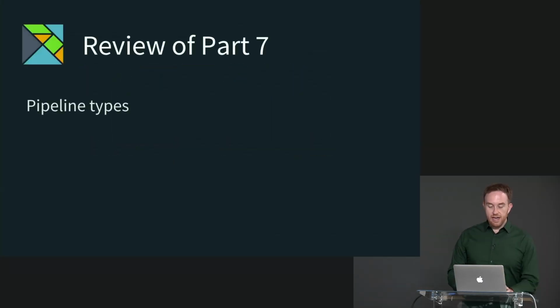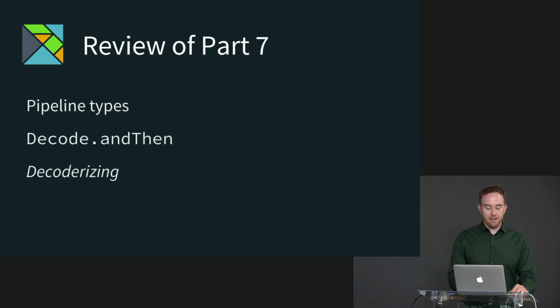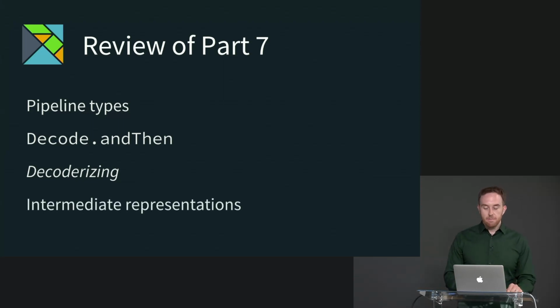So, to recap, we talked about pipeline types and how those work. We talked about decode.andThen. We talked about decoderizing, so that's with the ISO 8601, we sort of decoderized that from a result into a decoder by using decode.andThen. And finally, we talked about intermediate representation, so the idea of using internals only for the purpose of creating a decoder, not exposing it to the outside world, and just using that as an intermediate step, and then using decode.map to convert from that intermediate representation into the one that the outside world actually sees.